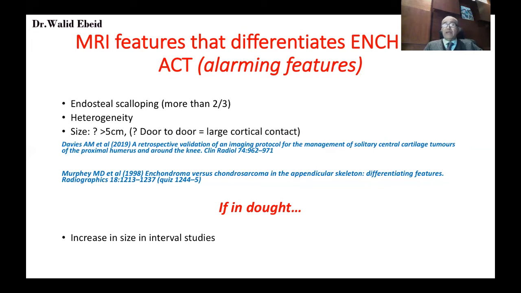If we're in doubt and we can't figure out from the MRI and the clinical examination, then we can do interval studies. We reassure the patient and then see him with a new MRI after 3 months and check if this lesion is increasing in size or not, or if the pain is persistent or not. So if we cannot differentiate between a latent enchondroma or an active enchondroma or atypical cartilage tumor, then we can do interval studies and check if the lesion is increasing in size or not.